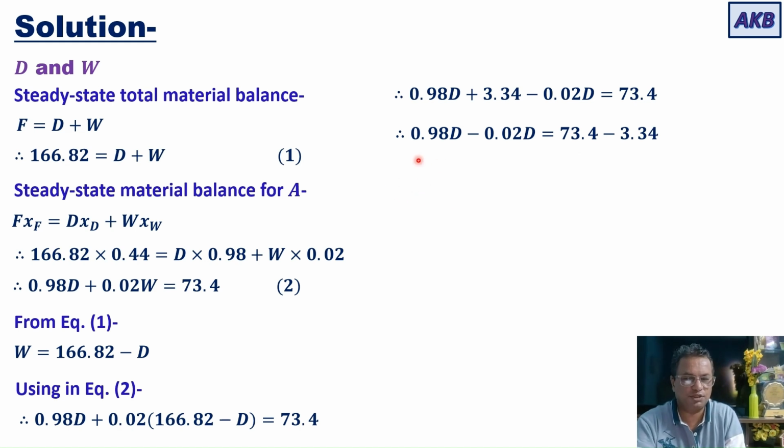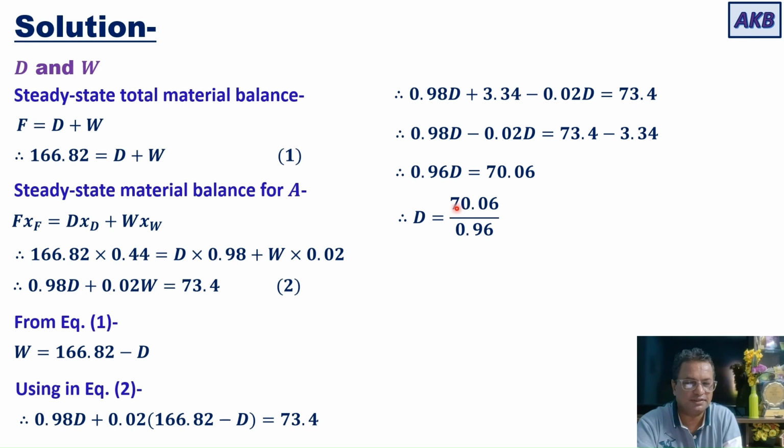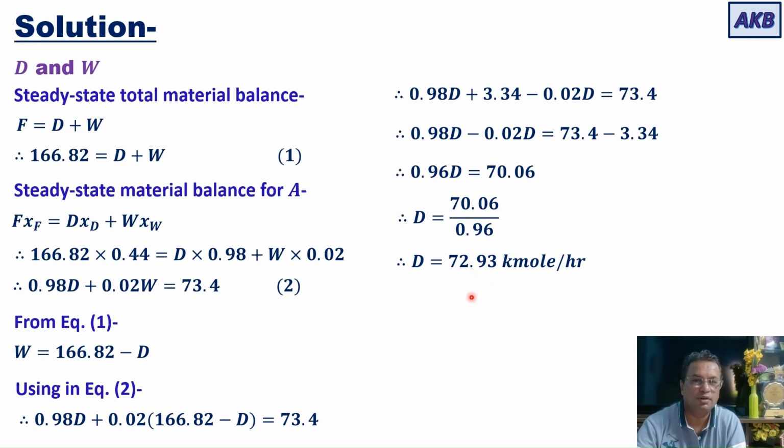Further simplification, that is 0.98 into D minus 0.02 D is equal to 73.4 minus 3.34. So this 3.34 is taken on this side and you get this. Then 0.98 D minus 0.02 D is 0.96 D, and 73.4 minus 3.34 is 70.06. That gives us D as 70.06 divided by 0.96. That is D is equal to 72.93 kilomole per hour.